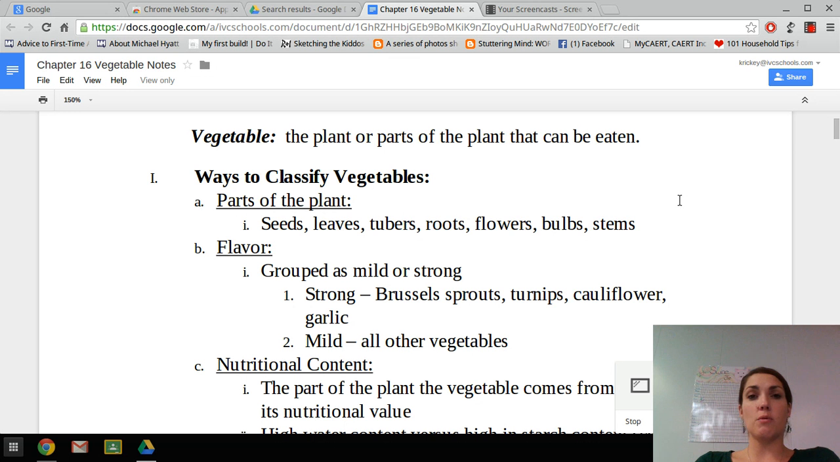And we talked about that already, that remember anything that contains seeds is the fruit of the plant. So peppers, tomatoes, cucumbers, those are all fruits of the plant. All right, well, you move on. That was number 3, where we looked at the 8 parts.